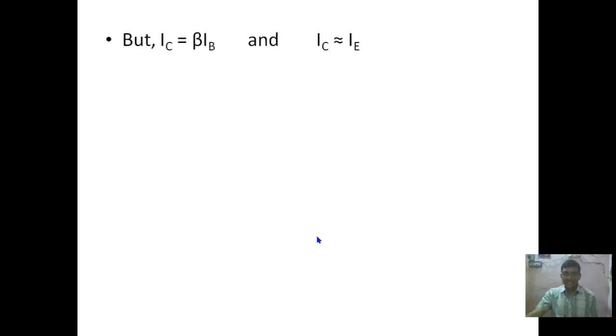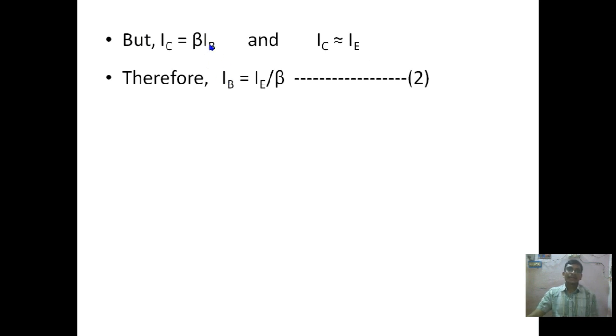So in the next step, we know that IC is equal to beta times IB, and also we know beta is equal to IC by IB. So from that we can write IC is equal to beta times IB, and IC is approximately equal to IE. Therefore we can write IB is equal to IC by beta. I am just transferring the beta to the left hand side, so we can take it as equation number 2.